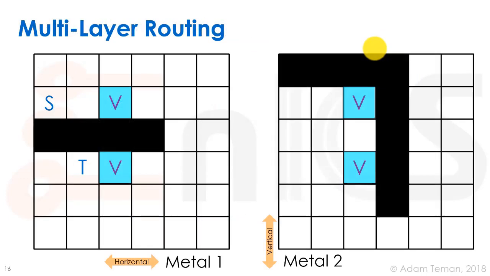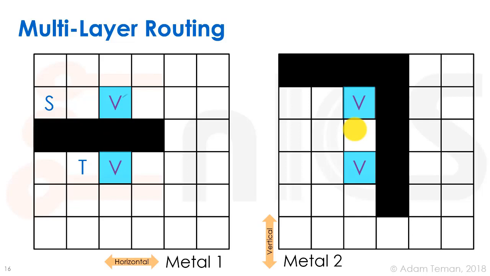Okay, so let's go back to our example that has 2 metal layers, and in this case we define that metal layer 1 should be horizontally routed, and metal layer 2 should be vertically routed. In addition, we have our source over here and our target over here. They are on the same layer this time, and we have our vias, which we've only put in 2 spaces, here and here and here and here on the second layer.